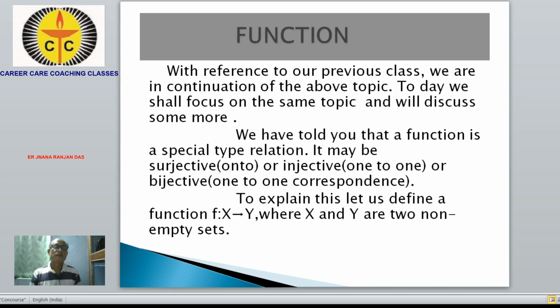Any function may be of different types: surjective or onto function, injective or one-to-one function, and bijective or one-to-one correspondence. To explain what these functions are, we first have to define a function f from X to Y, where X and Y are two non-empty sets.